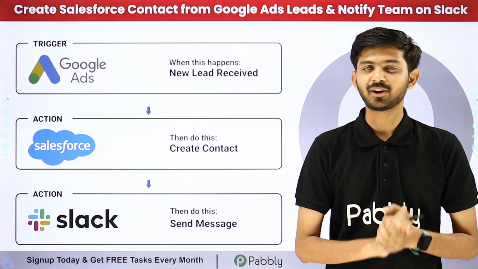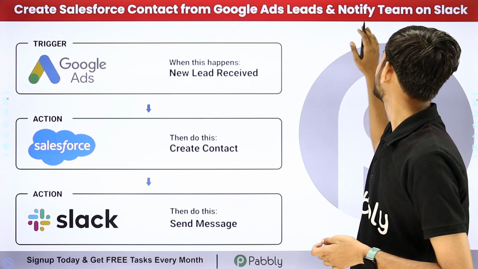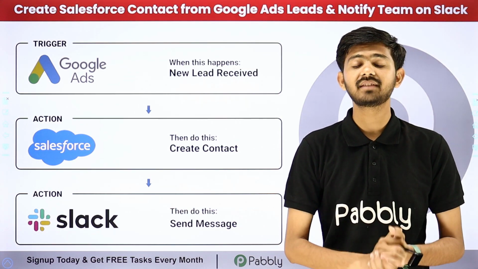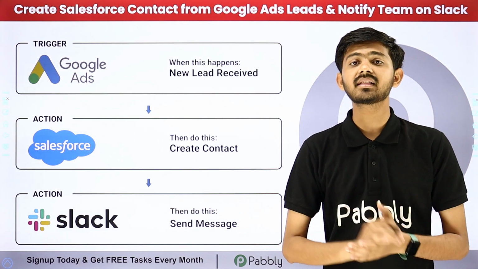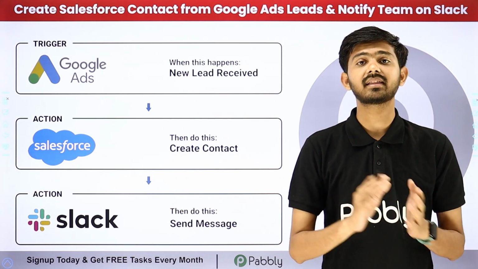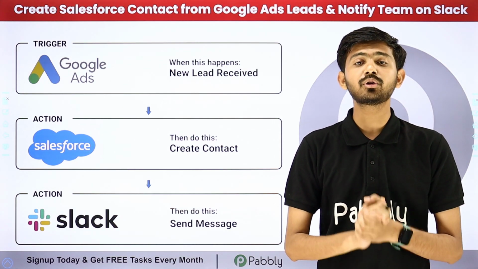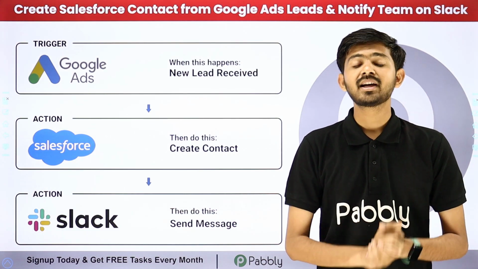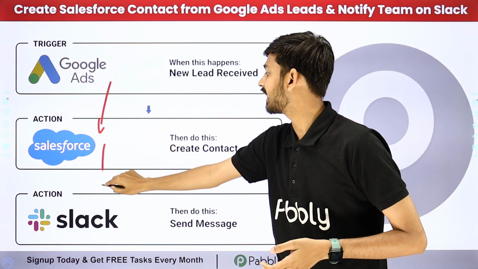Hello everyone, today our topic is how to create Salesforce contact from Google Ads leads and notify team on Slack. So here my objective is that whenever I receive a new lead from Google Ads, I automatically capture that lead's details and create a new contact in Salesforce with them. After creating that contact, I want to notify my team on Slack by sending a message on my Slack channel. For that, I have to build a simple connection between Google Ads, Salesforce and Slack.